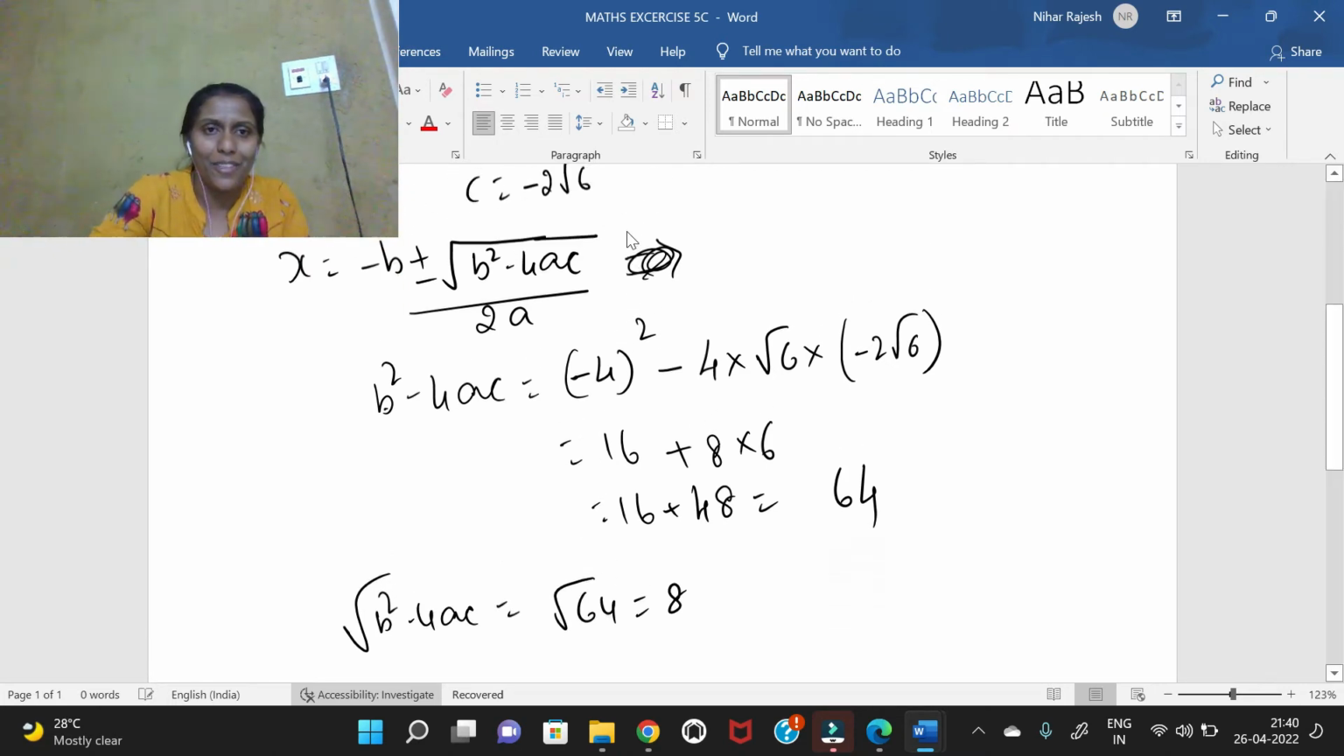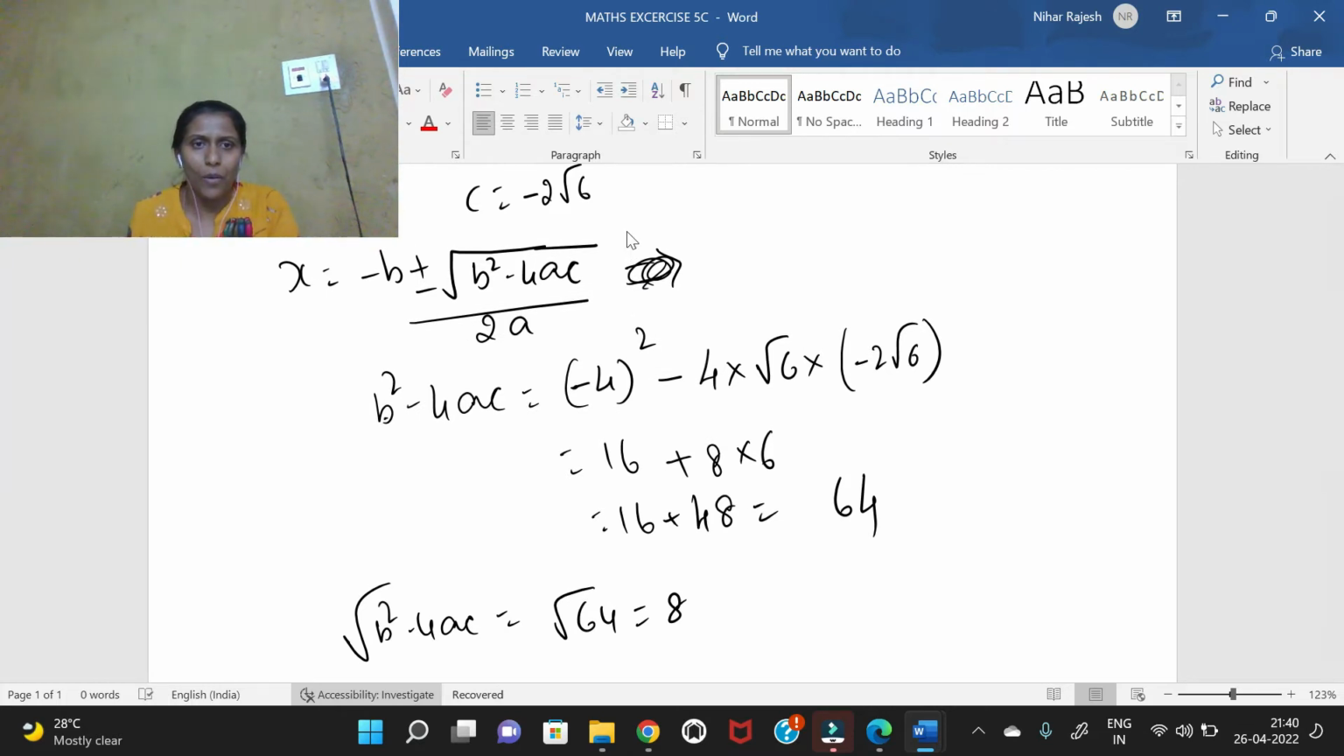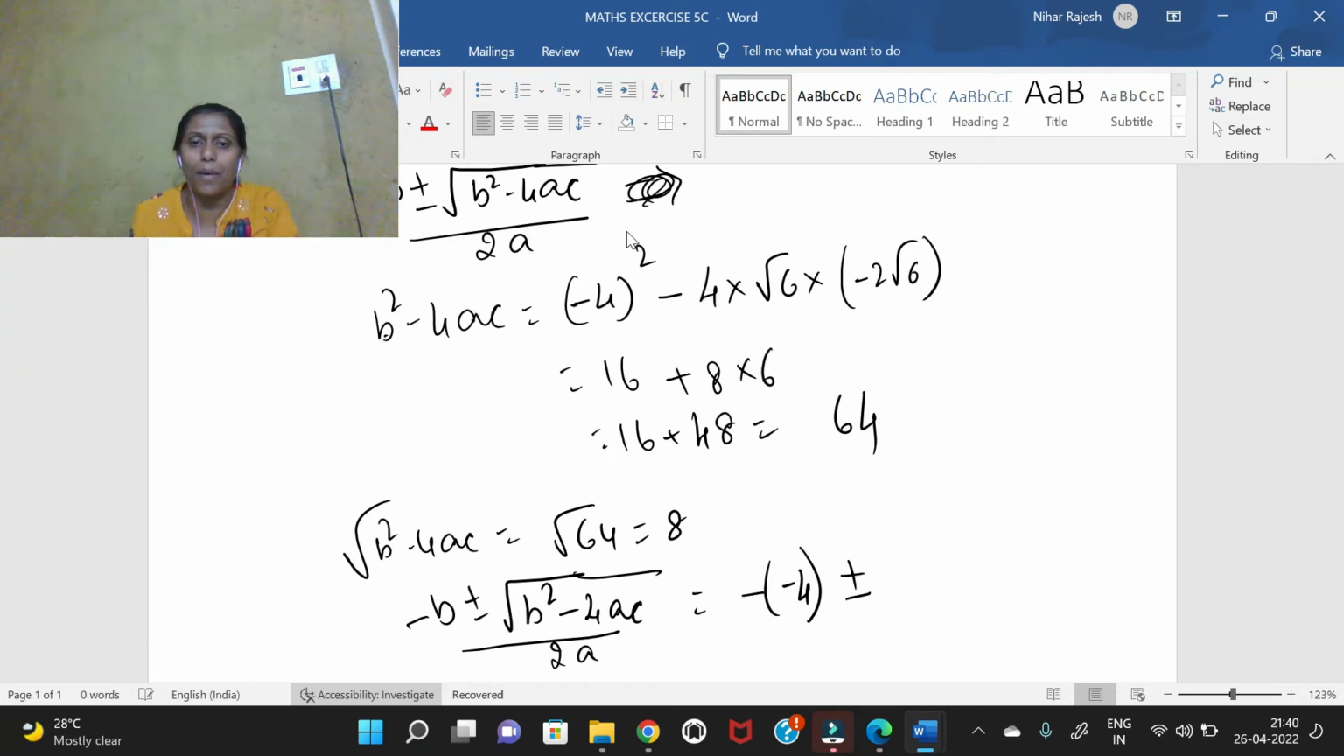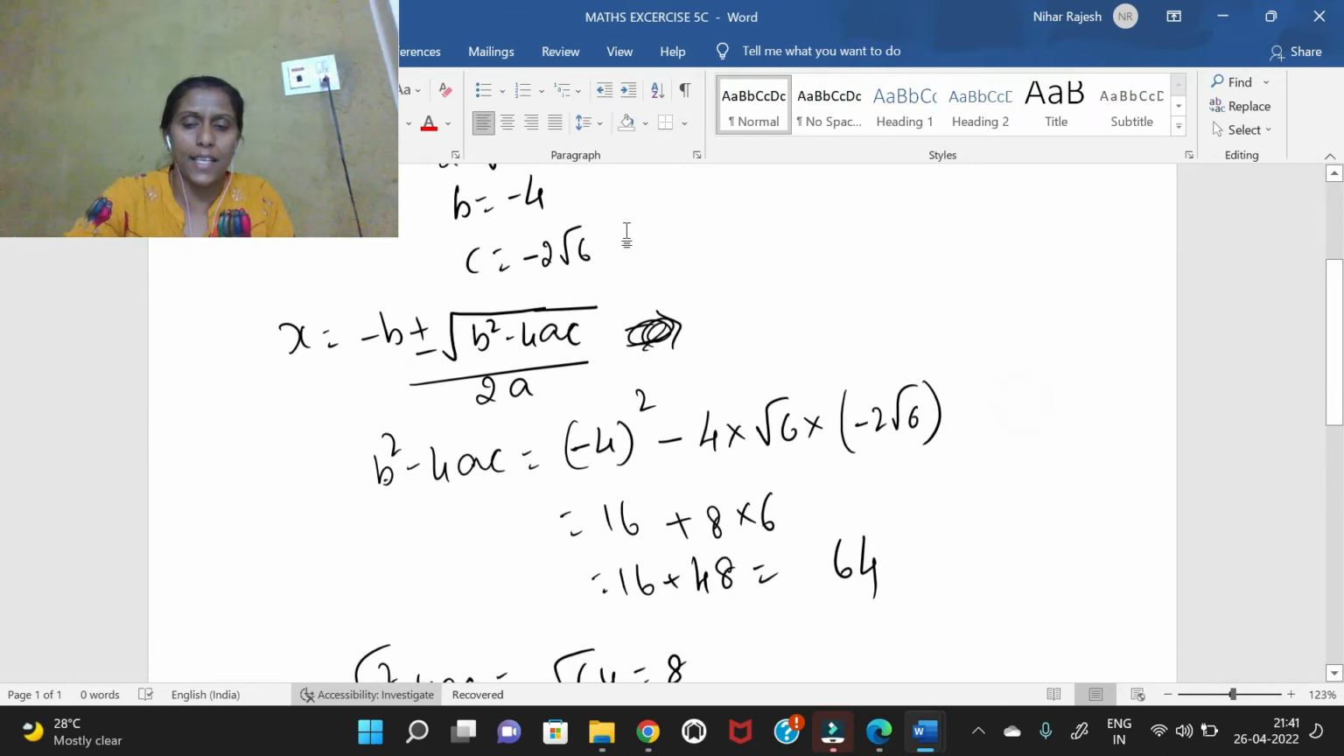So, okay, now the things are very simple. Now, what was minus b? Let's put back in the formula. So, minus b plus or minus square root of b square minus 4ac divided by 2a is equal to, what is minus b? Minus of minus 4, right? Plus or minus 8, because we've already got that. 2 into, what is a? So, a was nothing but root 6. Yes, it is root 6.